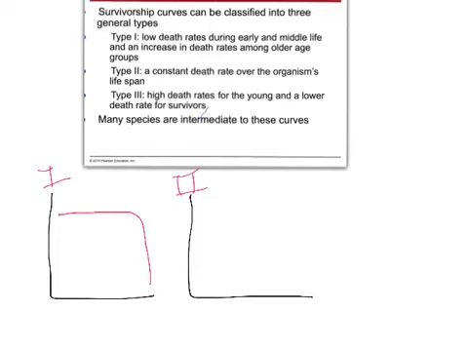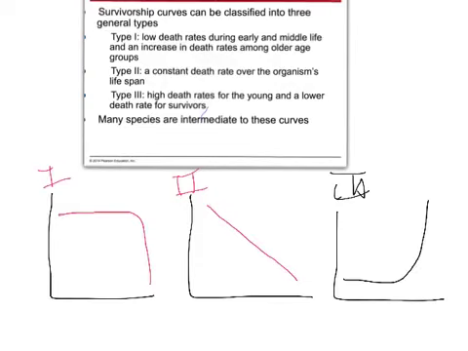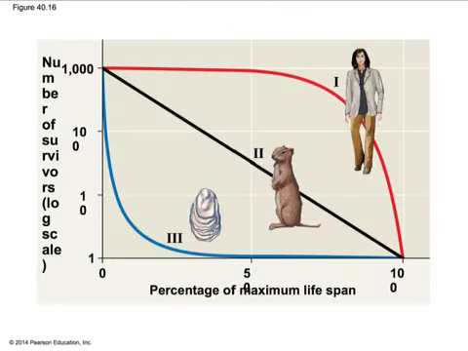Type 2 would be a constant death rate over the organism's lifespan. What would it look like, Ben? It would be sort of a straight line going down like that. And then type 3, high death rates for the young and a lower death rate for survivors. That would look something like this. So those are the three that are mixed in together.